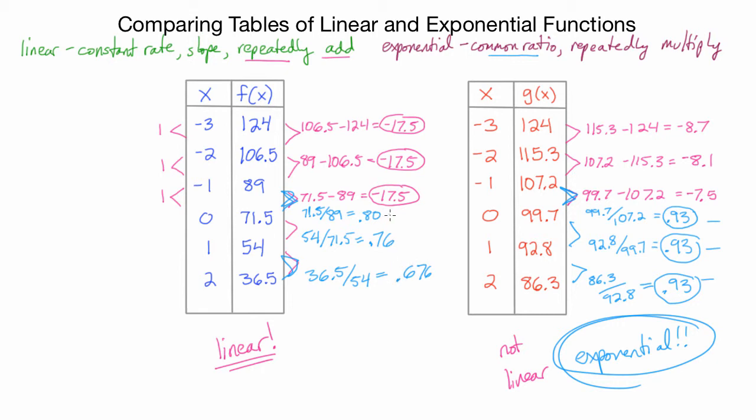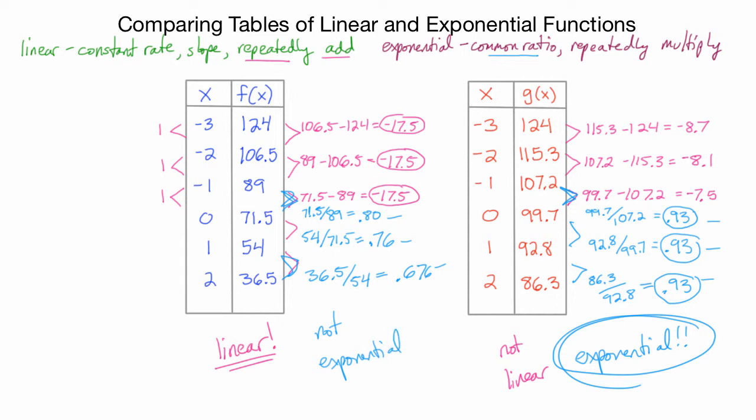So here you go. We can see that if I subtracted, I got a nice constant difference of negative 17.5. But if I divide, things aren't constant at all. They're changing every time: 0.80, 0.76, 0.676. So that would clue me in that that is definitely not an exponential function. It's not fitting that exponential pattern.